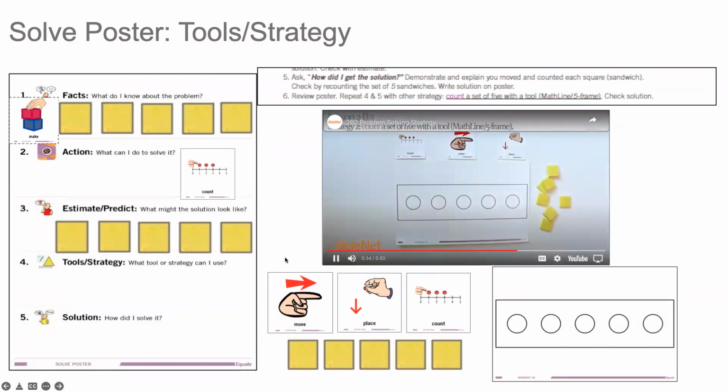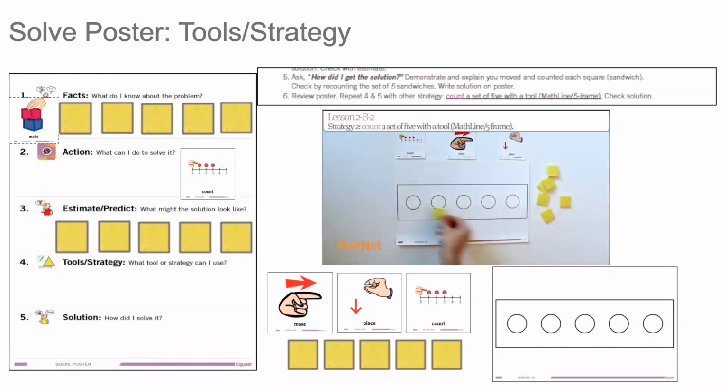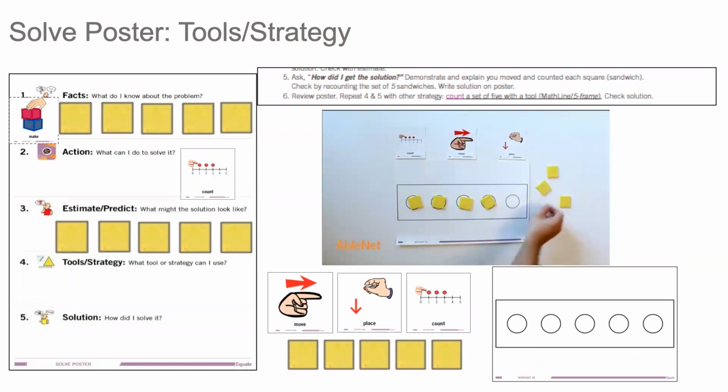For our second strategy, we're going to count a set of 5 with a tool. 1, 2, 3, 4, 5. Mrs. Lewis could use a tool like this 5 frame to count.